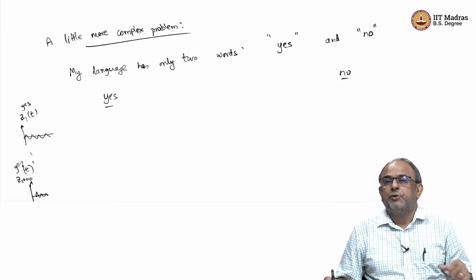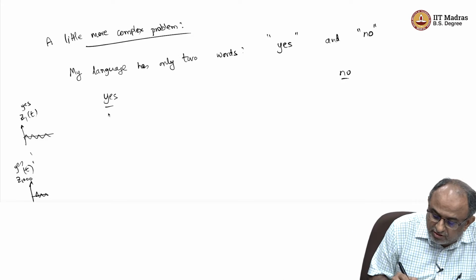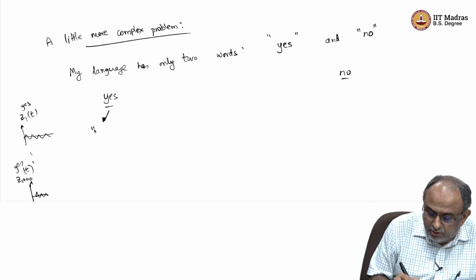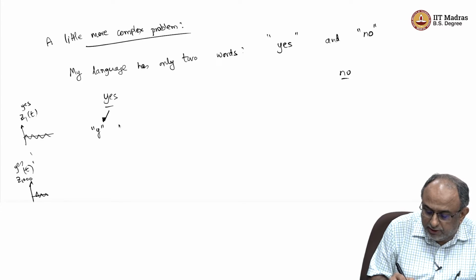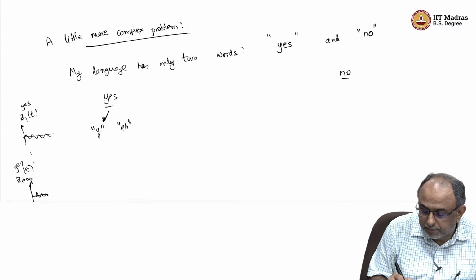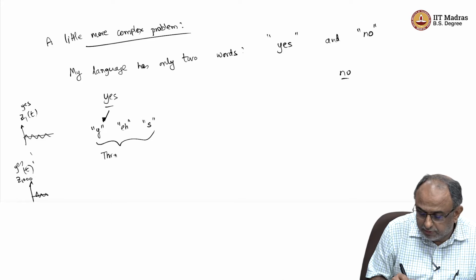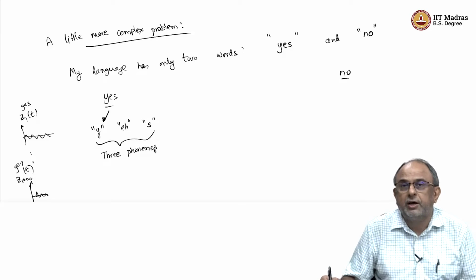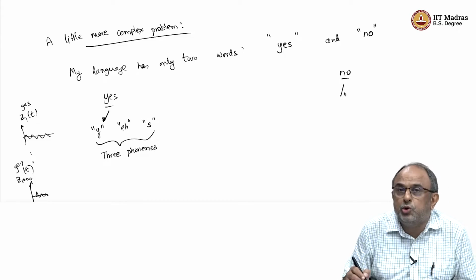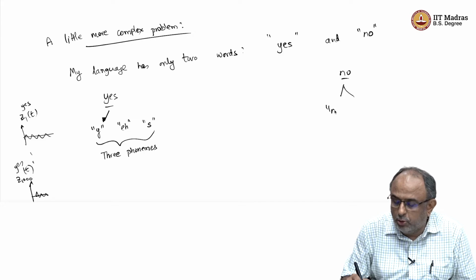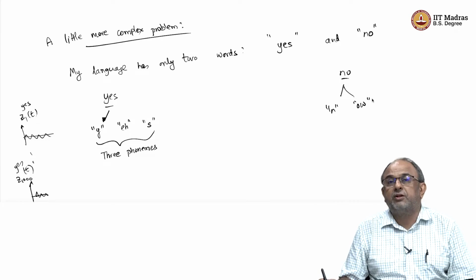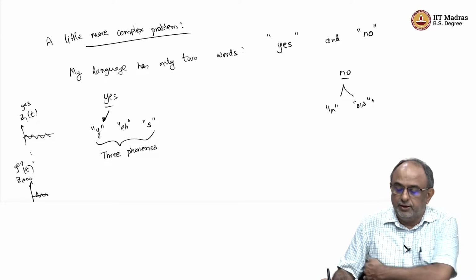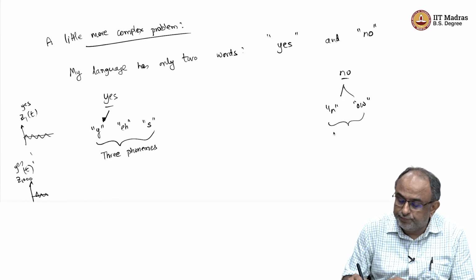So here we have three sounds, right? So this is made up of three units of speech, or phonemes. So there are three phonemes. And here similarly, no: n, o. So there are two sounds here. So there are two phonemes here.